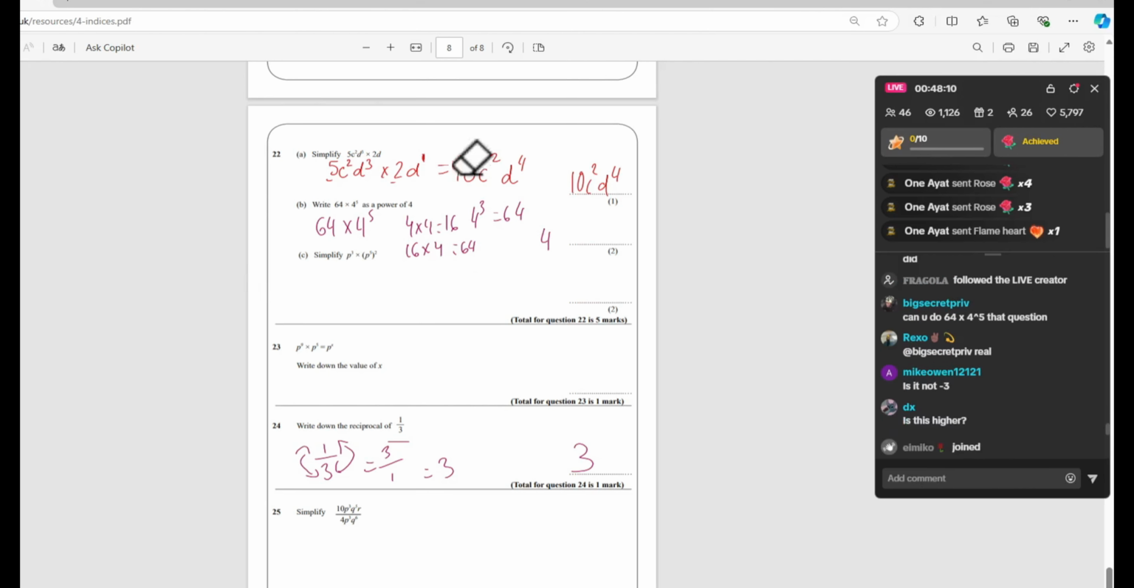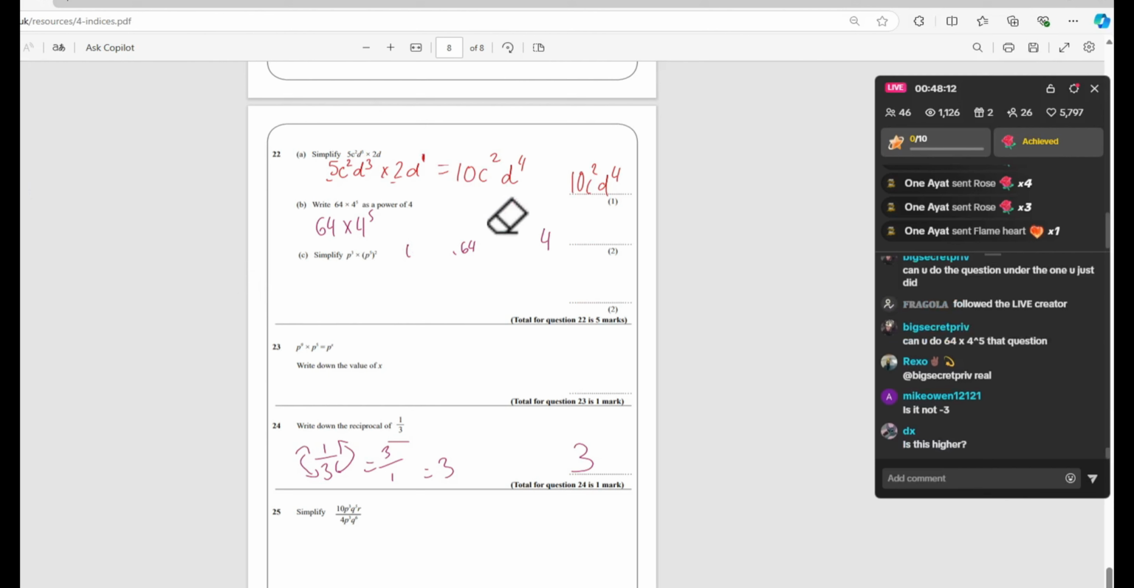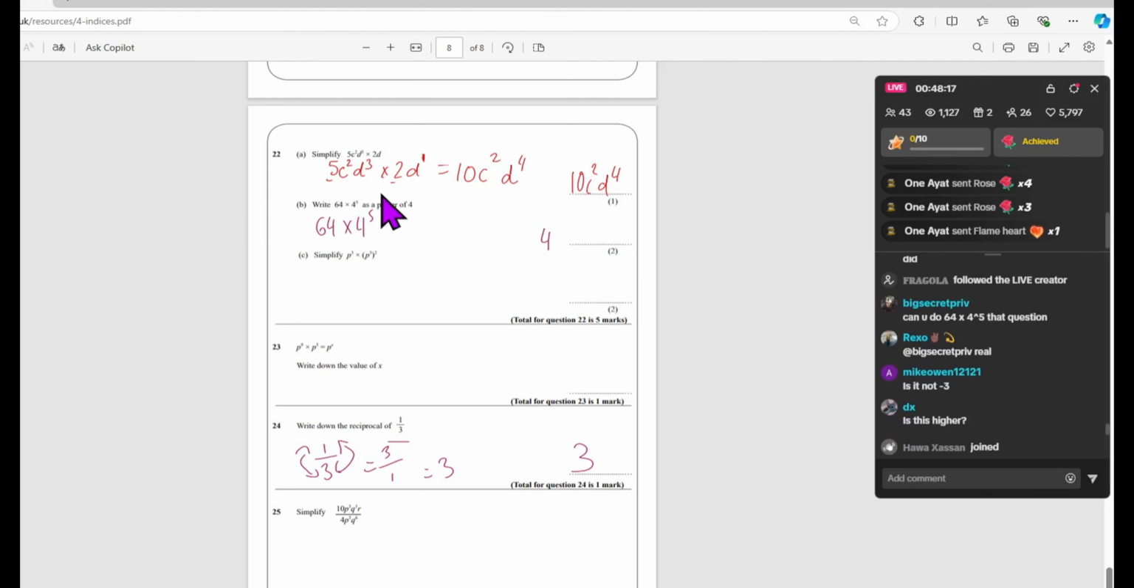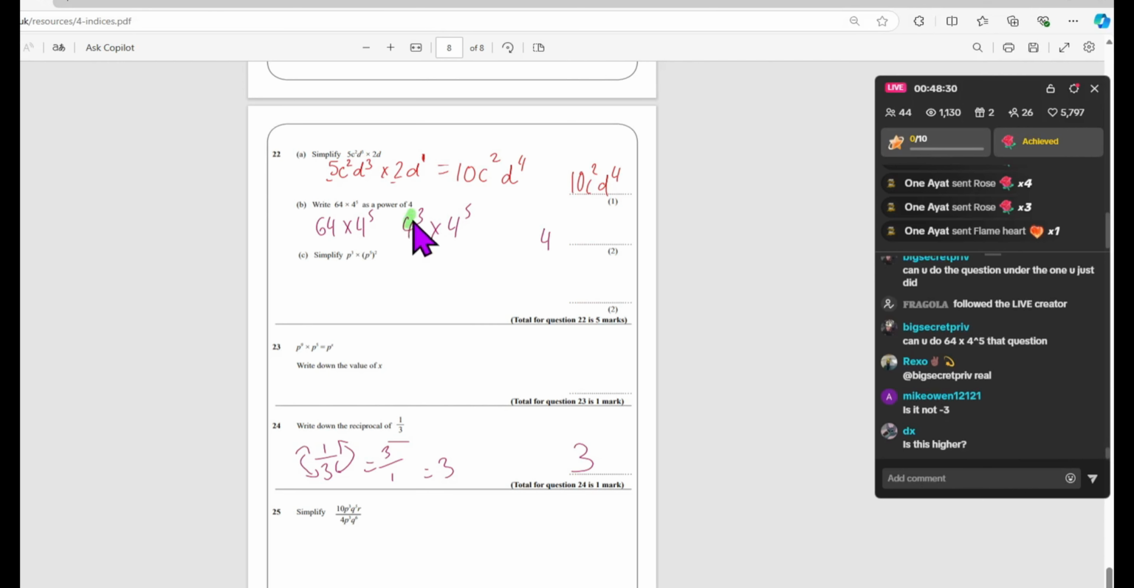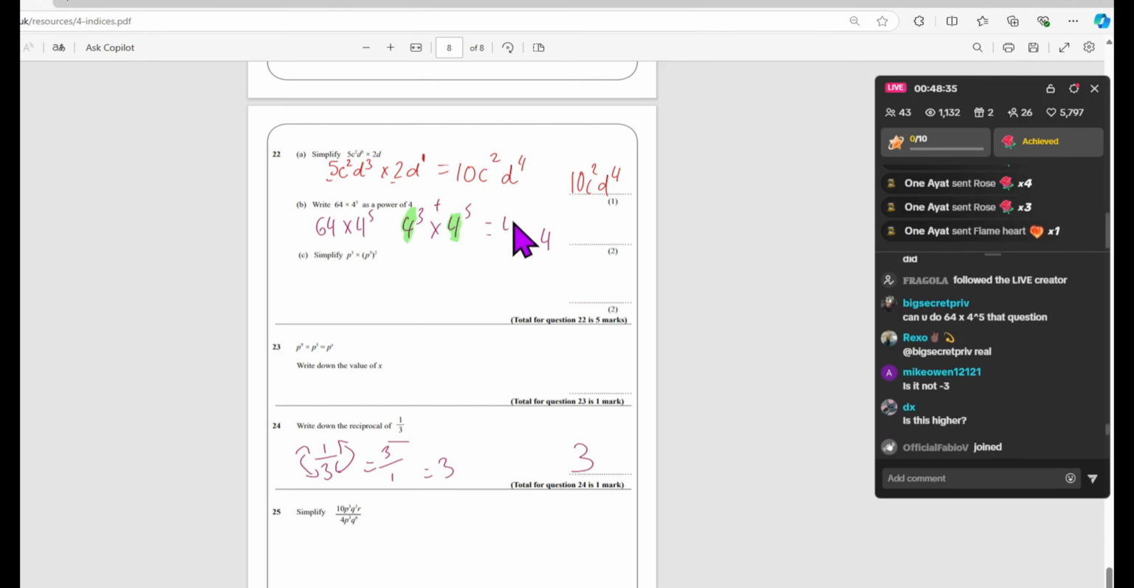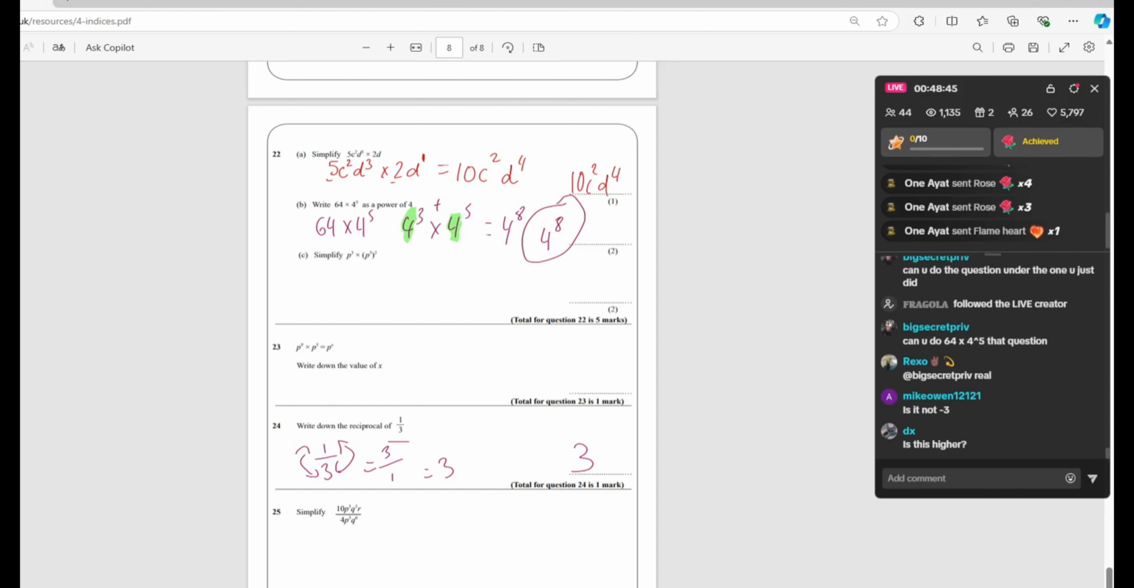So if 4 cubed is equal to 64, we can rewrite this 64 as 4 cubed times 4 to the power of 5. And when we multiply powers and they have the same base, as we can see, the same base of 4, you add the powers, and then you get 4 to the power of 8. And that will be your final answer. 4 to the power of 8. Okay? And that's what it means.